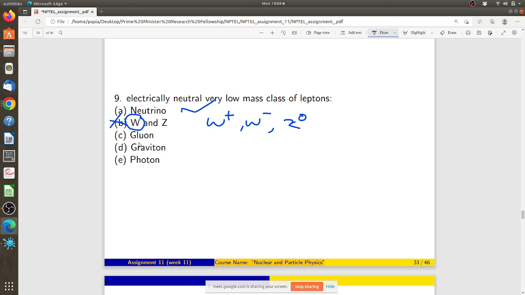Now coming to the gluon part. Gluon can also be the answer because it's also electrically neutral. Graviton is also electrically neutral. Photon is also electrically neutral. But coming to the next one, low mass scale of leptons, only neutrino is a lepton. Gluon is not a lepton, graviton is not a lepton. Photon is a boson. Gluon and graviton are also bosons. So obviously neutrino will be the answer.